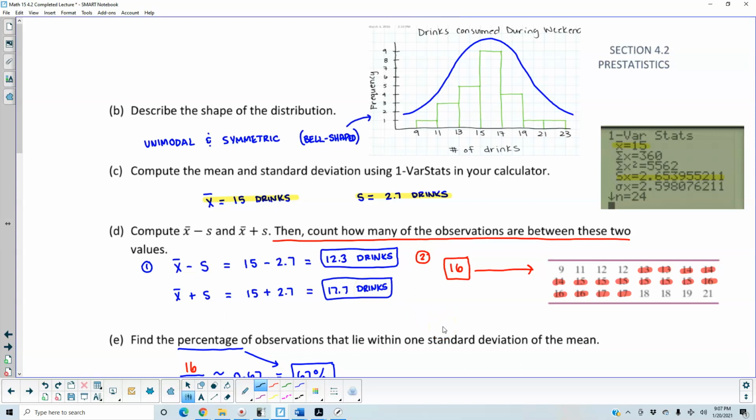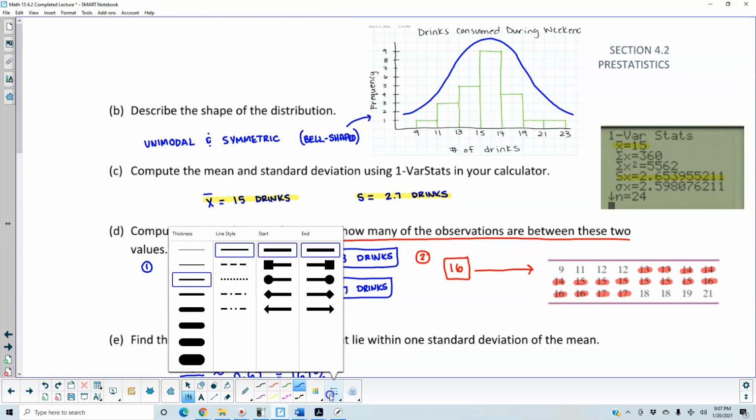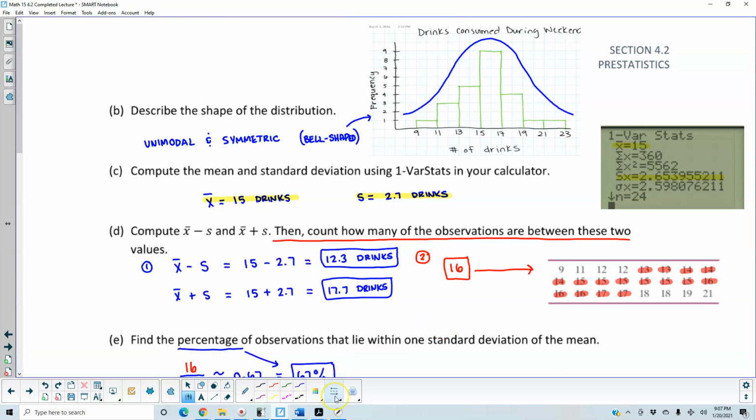If we take a look at the graph and see how it looks approximately, 12.3 is somewhere around here, and then we have 17.7, which is somewhere around there. So that means it's one standard deviation away from the mean.